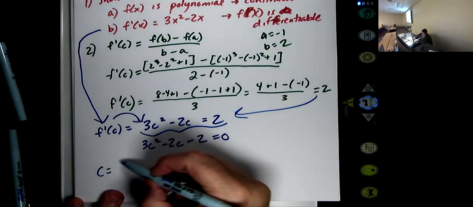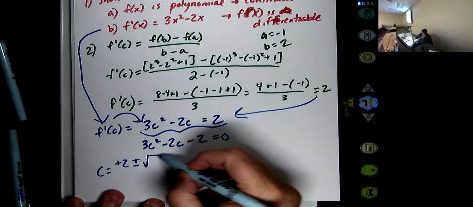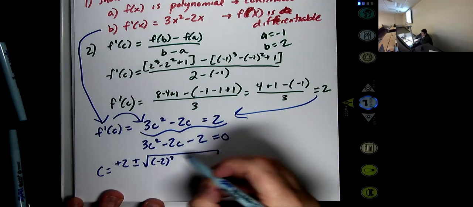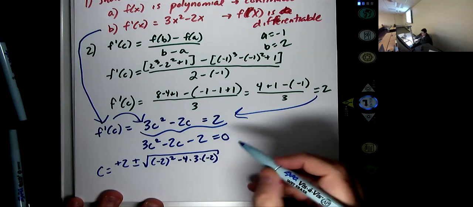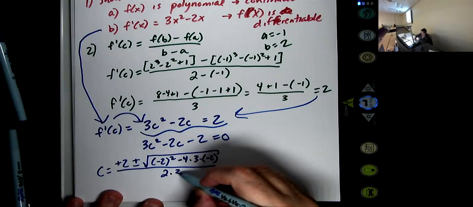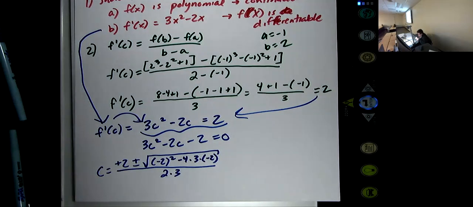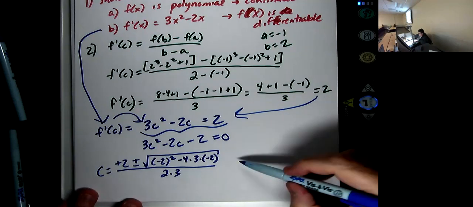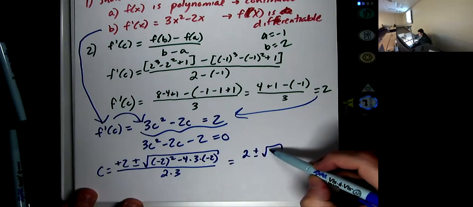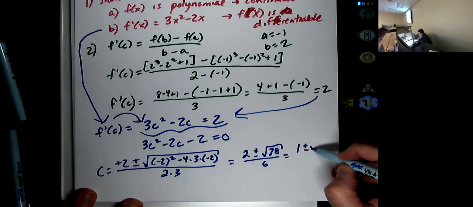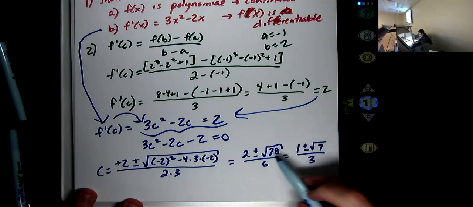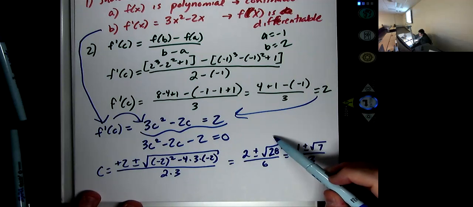c equals -b, which is +2, plus or minus the square root of b squared, which is -2 squared, minus 4 times 3 times -2, all over 2 times 3. That's 2 plus or minus the square root of 28 over 6, or 1 plus or minus the square root of 7 over 3. If we simplify that, that's 2 root 7.